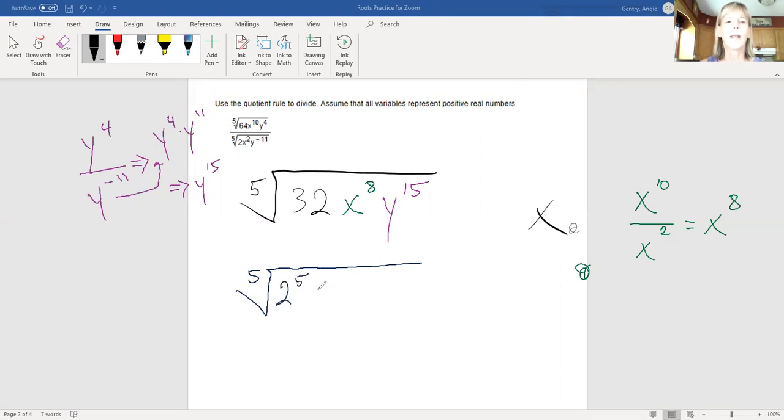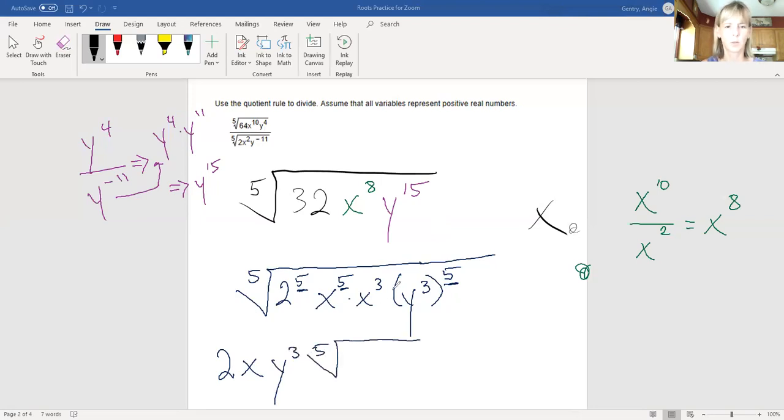X's, I have 8. I could split that into x to the 5th times x cubed. Y to the 15th, I could write y to the 5th 3 times. Or I need a 5, I have a y. What do I need here to make that 15? How about a 3? 3 times 5 is 15. And then everything that has the exponent of 5 comes out. So the 2 comes out, the x comes out, the y cubed comes out, and then the 5th root of what stays under, just the x cubed.